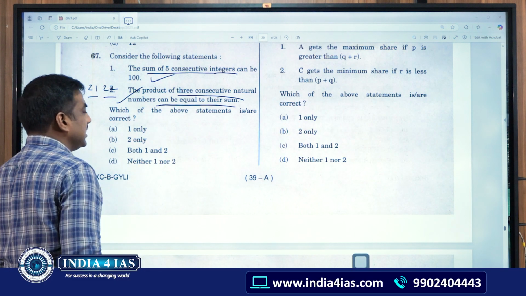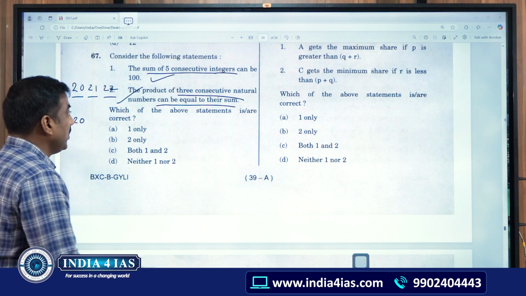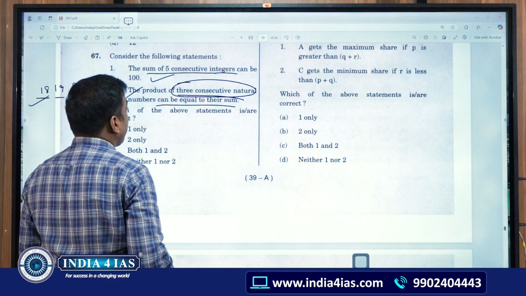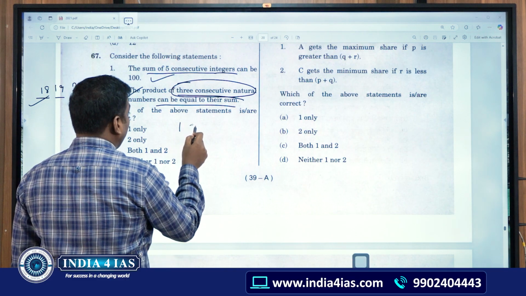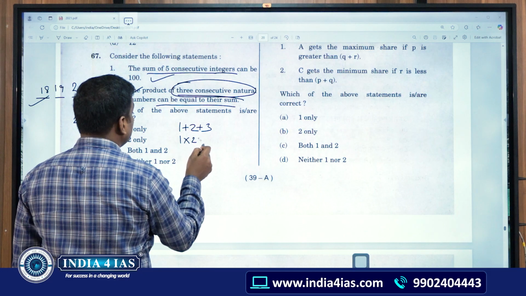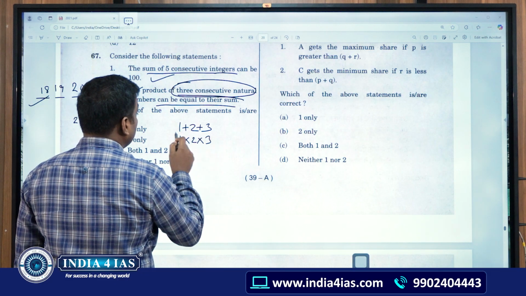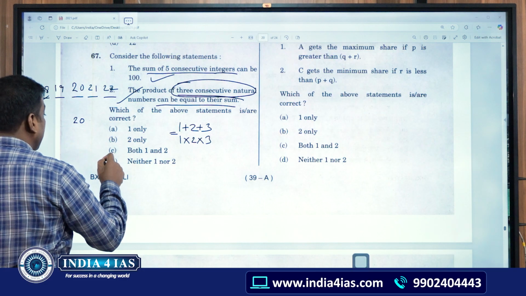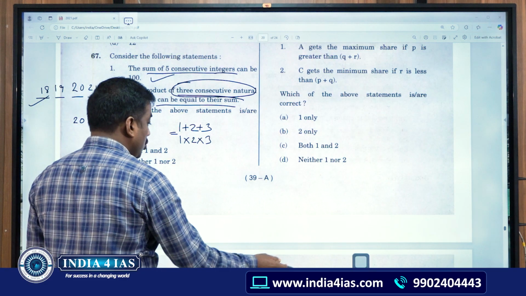Then, the product of 3 consecutive natural numbers can be equal to their sum. Already we have solved this earlier also. When we want the product of 3 consecutive numbers, think of 1, 2, 3: 1 plus 2 plus 3 or 1 into 2 into 3. This is what we have done. So 6 is equal to 6. So this is also a possibility. Answer is both 1 and 2.